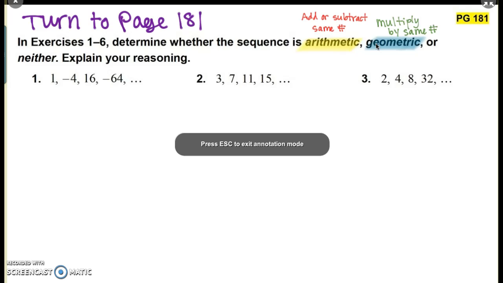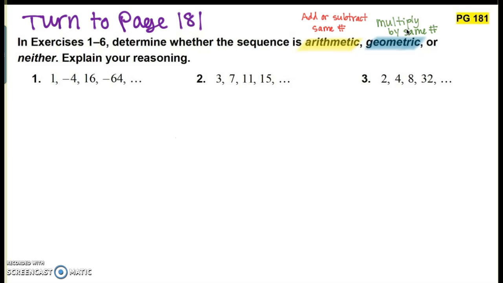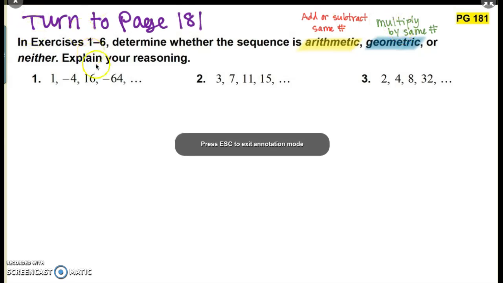With a geometric sequence, which is new today, we're going to look at, are we multiplying each term? Are we multiplying the first term by a number to get the second term? And then are we going to multiply by that same number throughout to create the rest of the sequence? So let's look at number one here. And I can see that my sequence contains four numbers: 1, -4, 16, and -64.